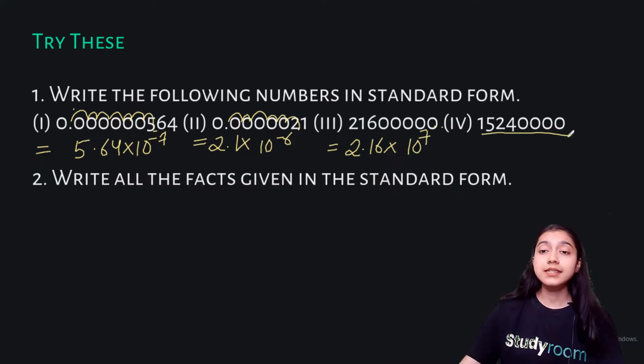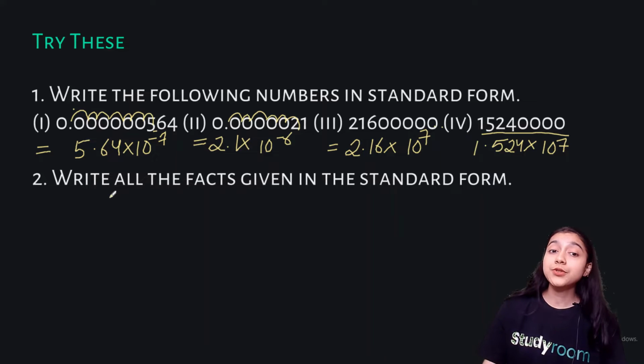Now, this is again a similar case where we have to shift the decimal place towards the left hand side. So, the number of places we have to shift is 1, 2, 3, 4, 5, 6, 7. 7 places. So, the answer will be 1.524 multiplied with 10 to the power of 7.